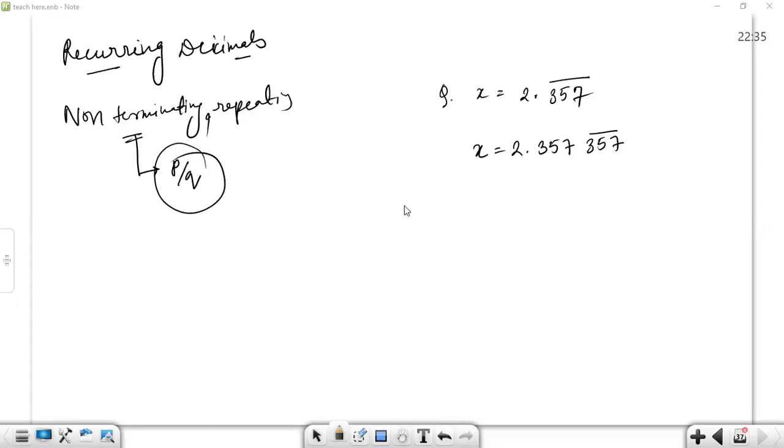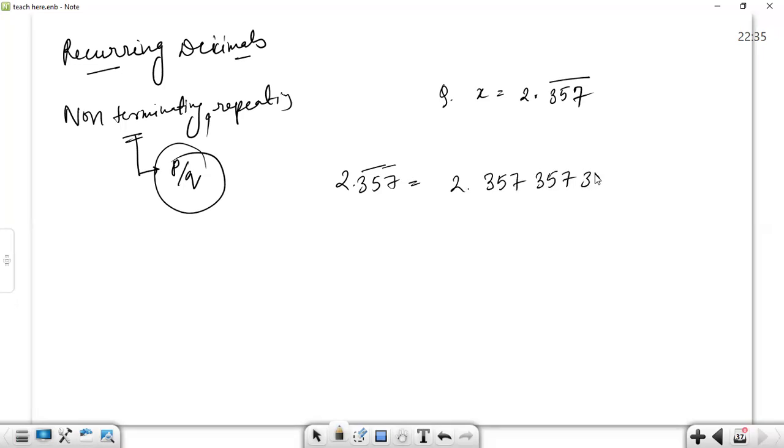Should I explain? I can explain. What the bar means: in 2.357 with a bar, the digits under the bar will keep on repeating themselves. So 357, 357, 357. That's why we have kept this bar.